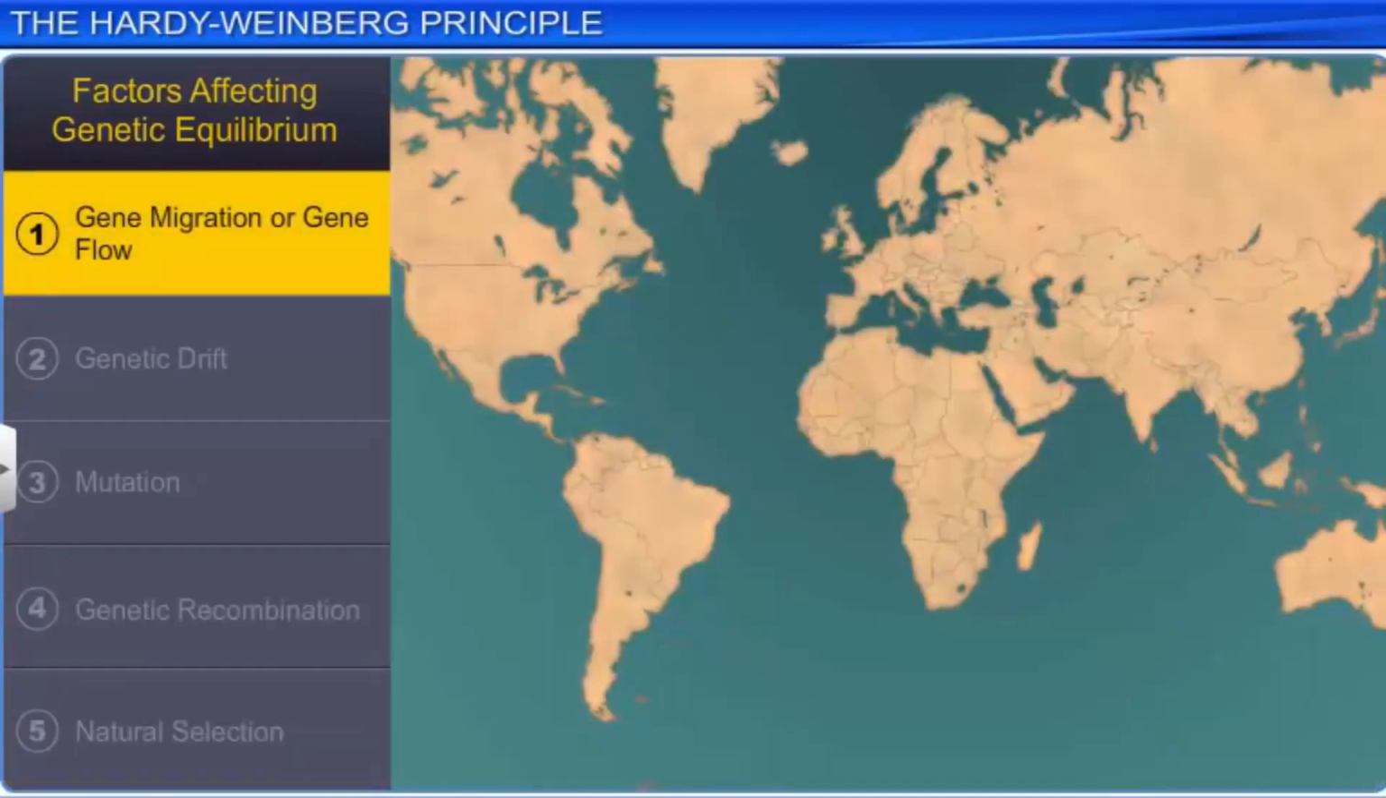Migration impacts the equilibrium because when a population moves from one place to another, there are changes in the gene frequencies of the old and the new populations. Therefore, while new genes are added to the new populations, they are lost in the old population. When this gene migration takes place many times, it is called gene flow.